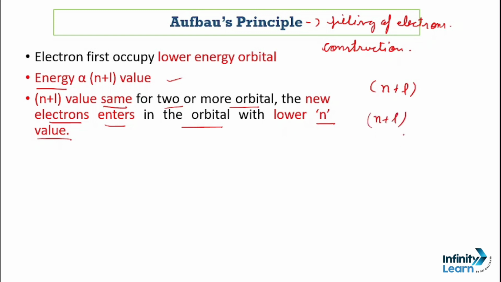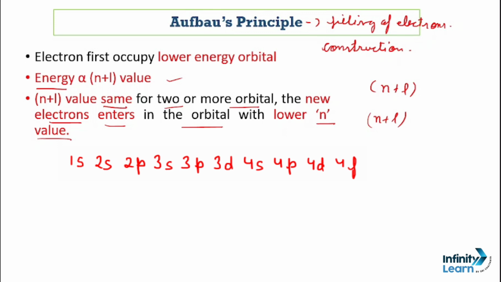So let us now understand it by putting the following values in increasing order. The values will be 1s, then 2s, then 2p, then 3s, 3p, then 3d, 4s, 4p, 4d and 4f. Let's take all these values, and now we have to put all these values in increasing order, by which we can easily know what we mainly understand by this Aufbau's principle.